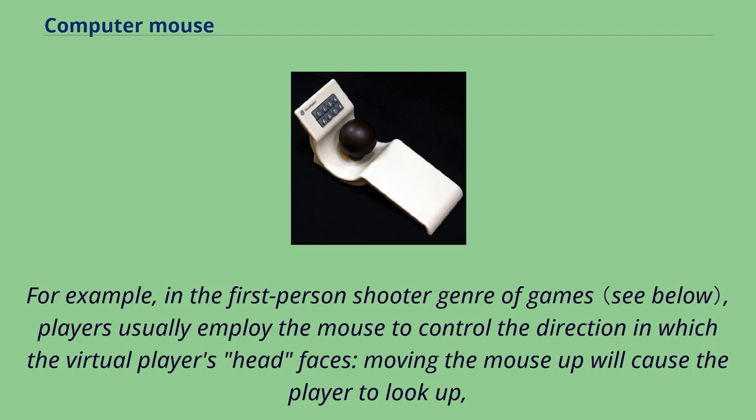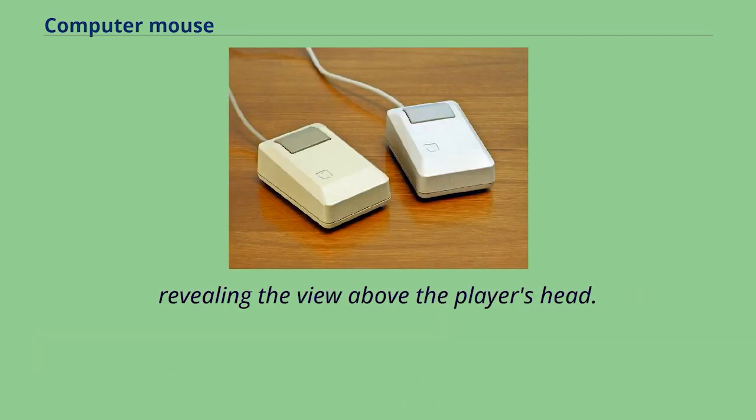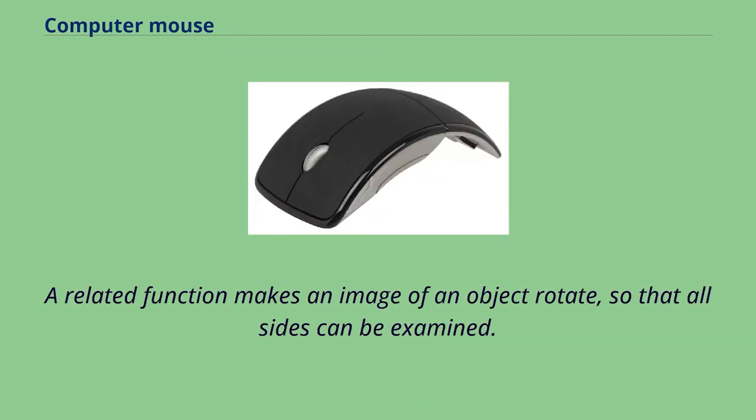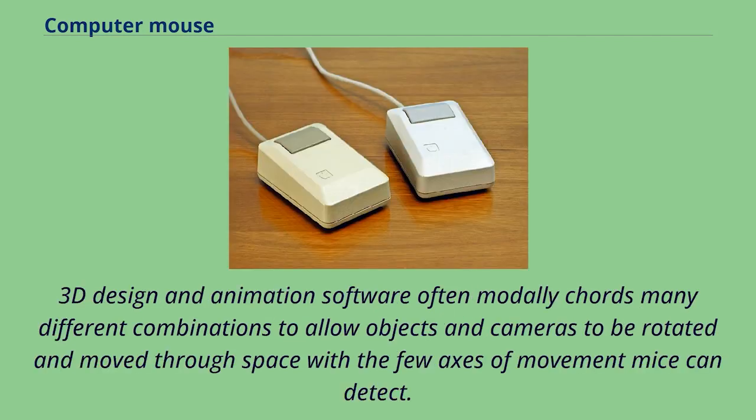Moving the mouse up will cause the player to look up, revealing the view above the player's head. A related function makes an image of an object rotate so that all sides can be examined. 3D design and animation software often modally codes many different combinations to allow objects and cameras to be rotated and moved through space with the few axes of movement mice can detect.